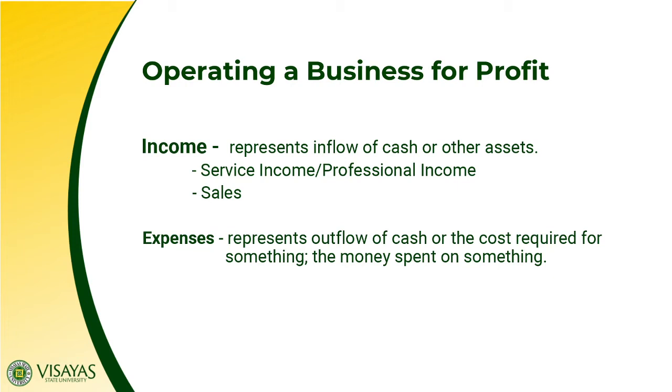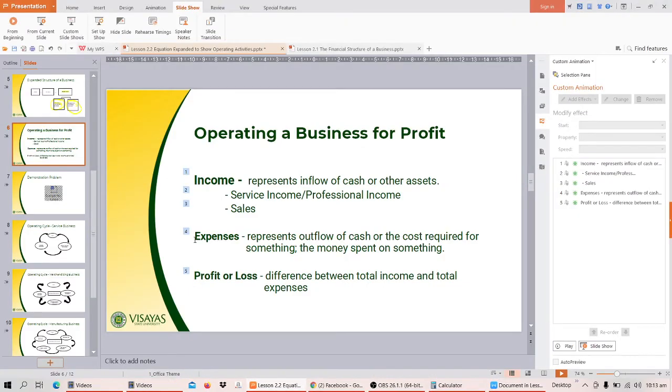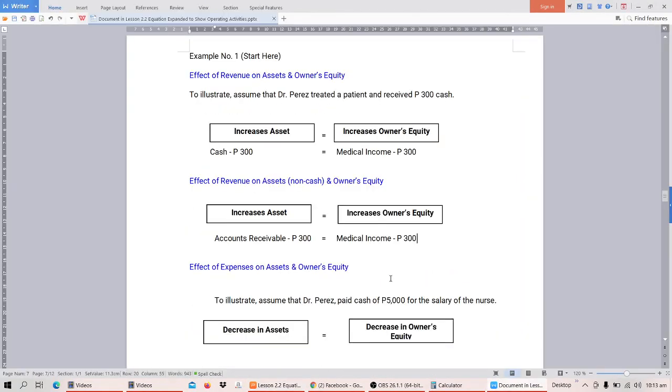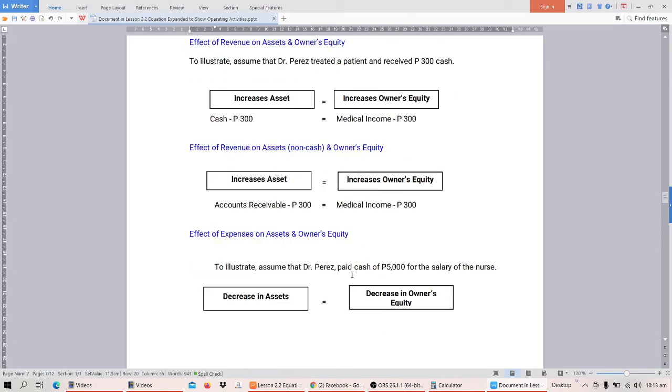The decrease in economic benefit may be in the form of outflow of cash or depletion of asset or increase in liability. So let us illustrate the expense. Here, the effect of expenses on assets and owner's equity. Assume that Dr. Perez paid cash of 5,000 pesos for the salary of the nurses. What would happen to your cash? There will be a decrease in asset amounting to 5,000 pesos.